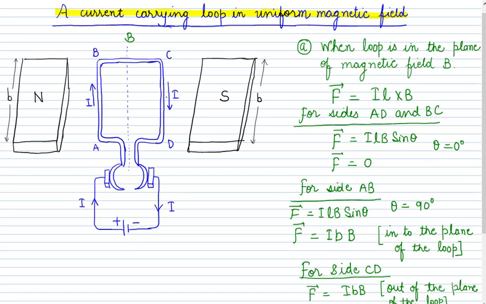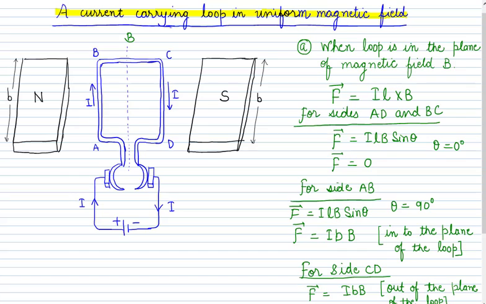Similarly, for side CD, if you point your index finger downward and your middle finger in the direction of magnetic field, that is horizontal like this, then your thumb will point outward. Your thumb shows the direction of force. That is how we get the direction of these forces on AB and CD. These forces are similar, F = I b B, but for AB it is into the plane of the loop and for CD it is out of the plane of the loop. So we have two equal forces, but opposite to each other.